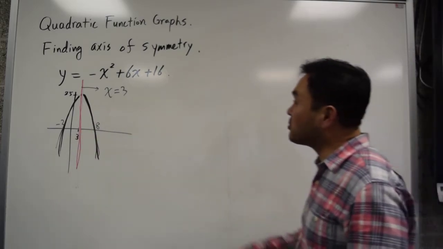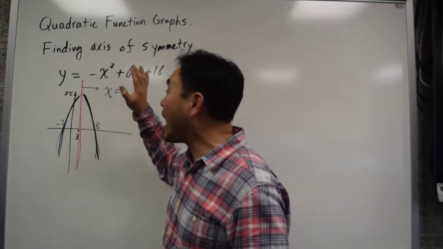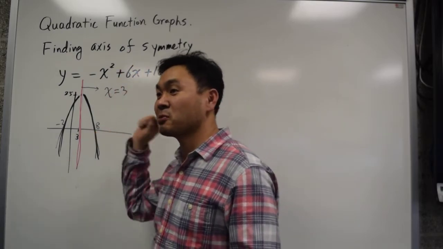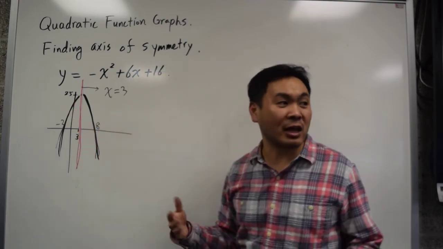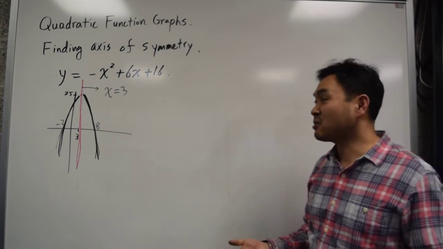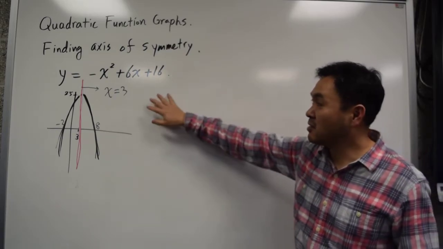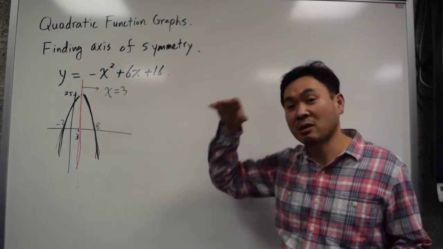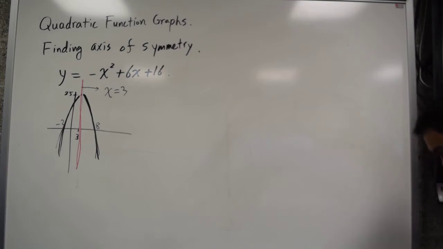However, we were able to figure out this x equals 3 by completing the square. I want another formula that we can just plug into and not have to worry about completing the square, because a lot of times completing the square is cumbersome. It takes more time. So if there's a shortcut to find this axis of symmetry, maybe that's easier. Okay. So let me show you how to do that.